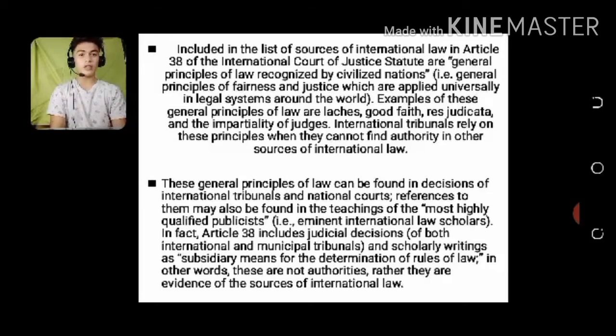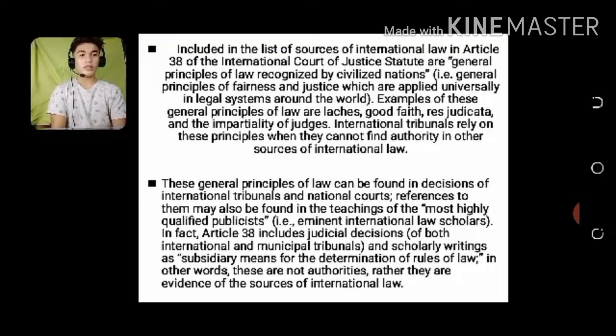The next one is good faith. Good faith in law exists even in contracts that expressly allow either party to terminate the contract for any reason. Fair dealing usually requires more than just honesty. The next one is res judicata. Res judicata means a matter that has been adjudicated by a competent court and may not be pursued further by the same parties. And the impartiality of judges means fairness and equality to both sides of the parties.